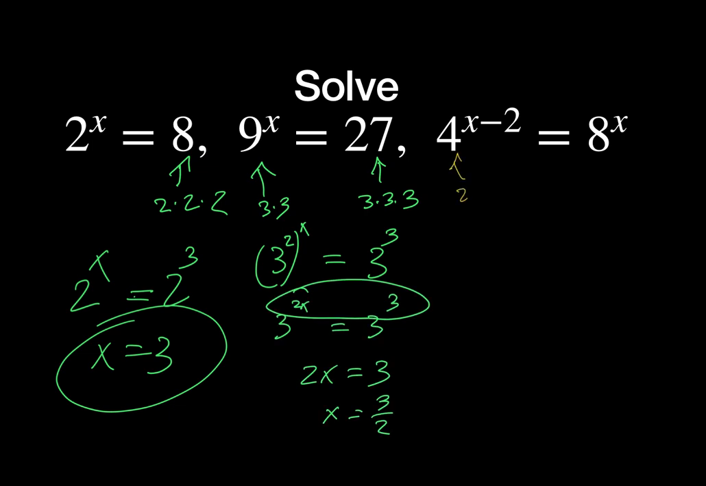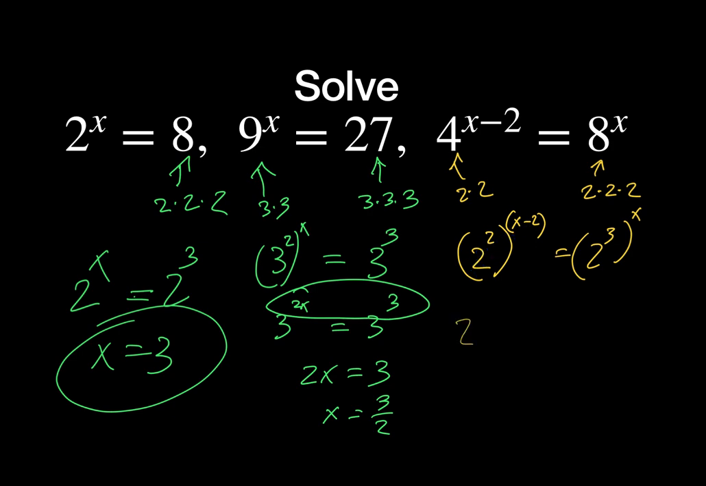4 is 2 times 2. 8, we already said, is 2 times 2 times 2. So on the left-hand side, I'll have 2 squared raised to the x minus 2. On the right-hand side, I have 2 cubed raised to the x power. 2 squared is 4, 2 cubed is 8, so I just rewrote them like that. So now, same bases, and powers raised to powers, they multiply. This is 2 to the 2 times (x minus 2) equals 2 to the 3x.